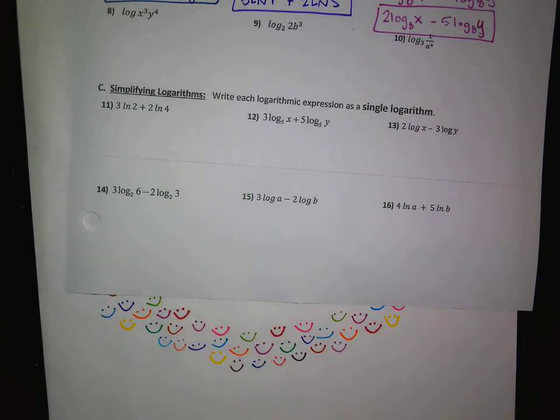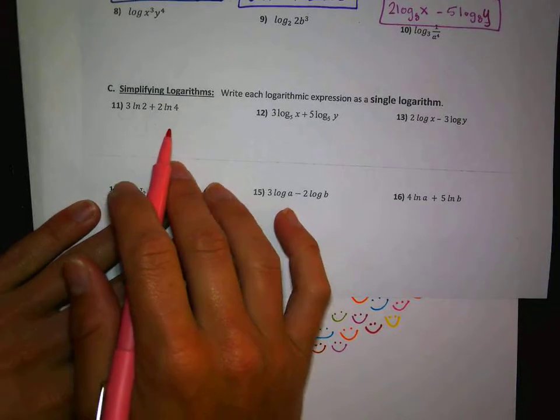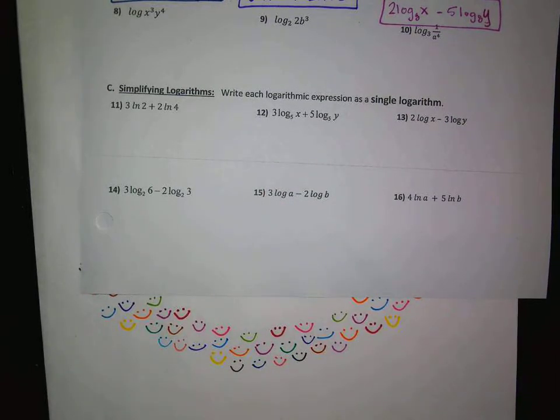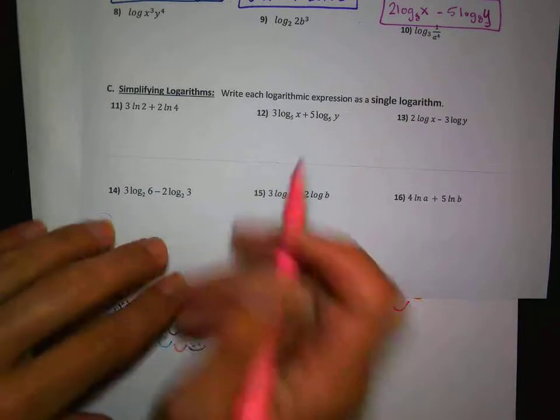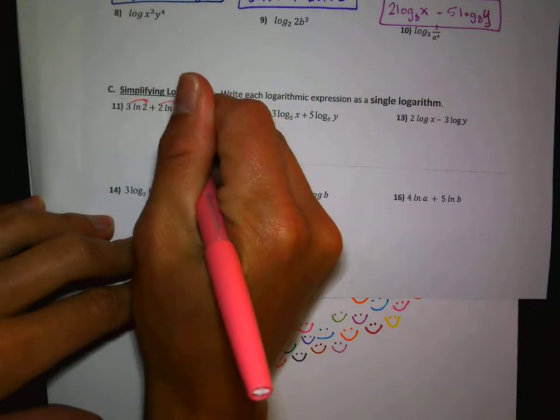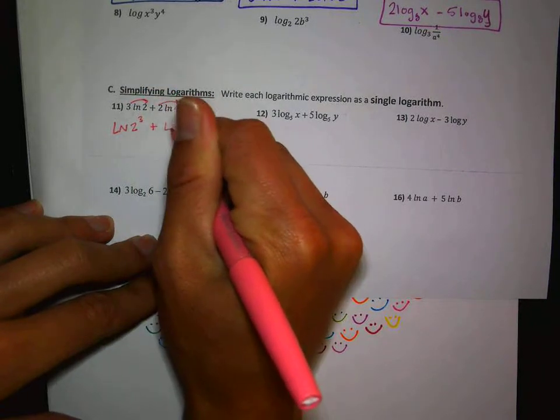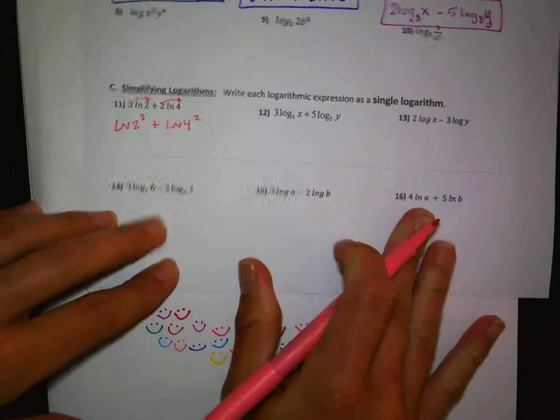All right, part C, we're going backwards. Now I take the expanded version and I want to squeeze it together. So number 11, the first thing you want to look for when you are condensing it is the exponents. What are my exponents here? 3 and 2. Very good. So ln 2 cubed plus ln 4 squared.